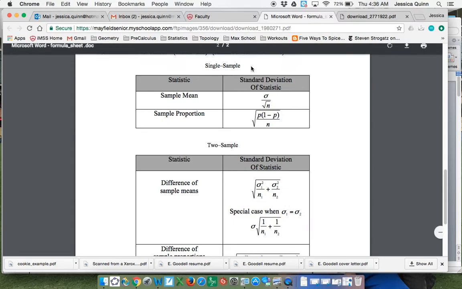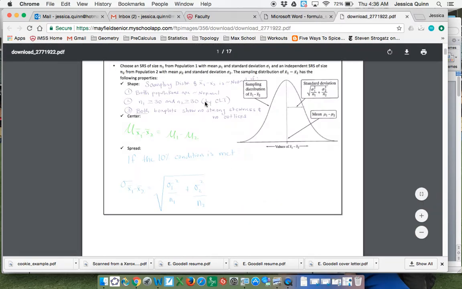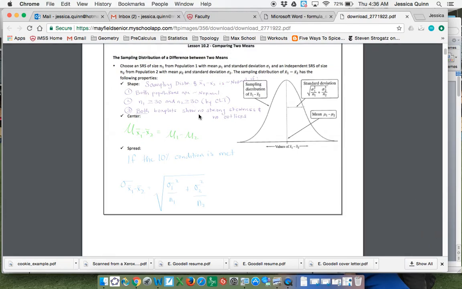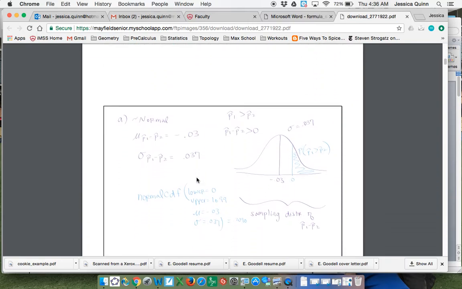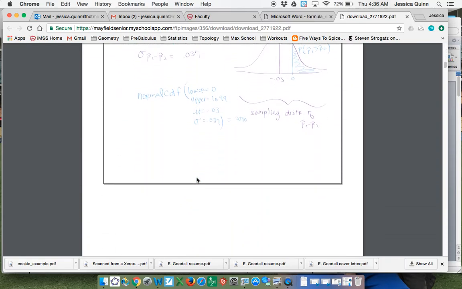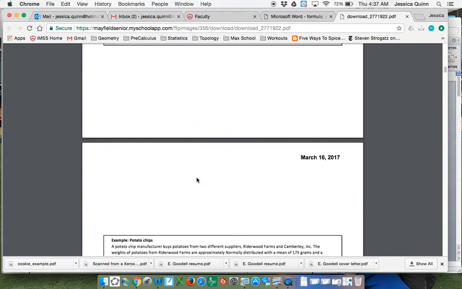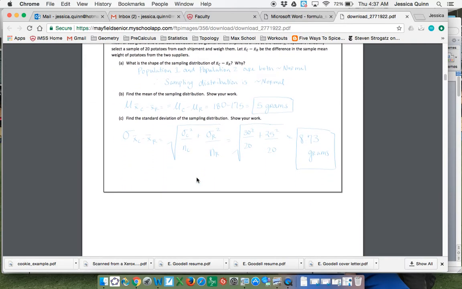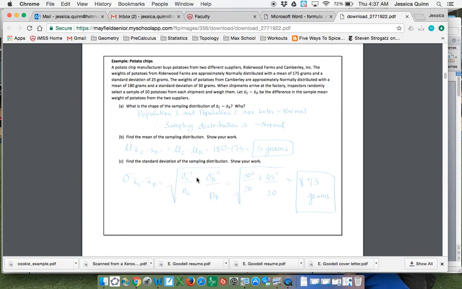All right, so again, this is when we know our population information, which is not often going to happen. But if we do, then we would have an example. Sorry, this is from homework or something. Then we'd have an example like this, potato chips.